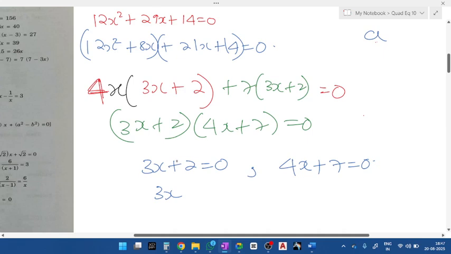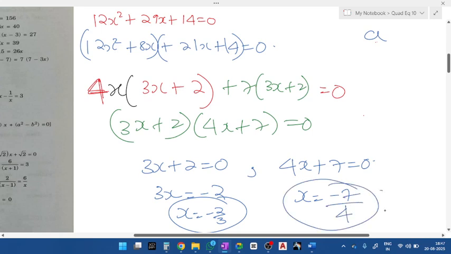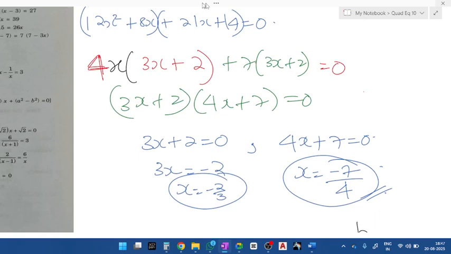Next, how do you solve for x? Yes, be quick. How do you solve? Minus 2, x is equal to minus 2 by 3. Here, x is equal to, okay, tell me the direct value. Minus 7 divided by 4. All of you got this answer? Yes, all of you got the answer? Clear? Understood all of you? Okay, Joanna, did you understand?